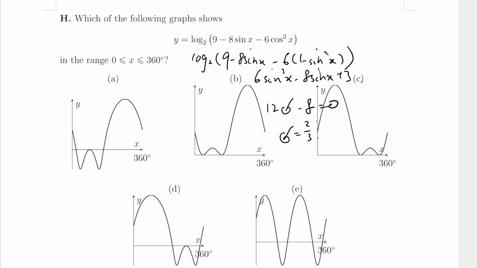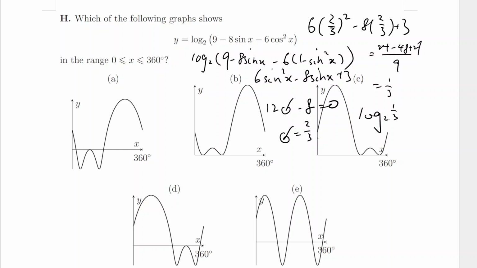Okay, so when sine x is 2/3, what's the value of the function? Well, 6 times (2/3) squared minus 8 times 2/3 plus 3, which is how many? Well, I can't really do maths, but with common denominator 9, this is 24 minus 48 maybe, plus 27, I suppose. Okay, so that's 1/3. All right. So the minimum of the function inside the brackets is 1/3, and you know that log base 2 is an increasing function. So log base 2 of 1/3 will also be the minimum of the whole function, right? Because log base 2 is increasing.